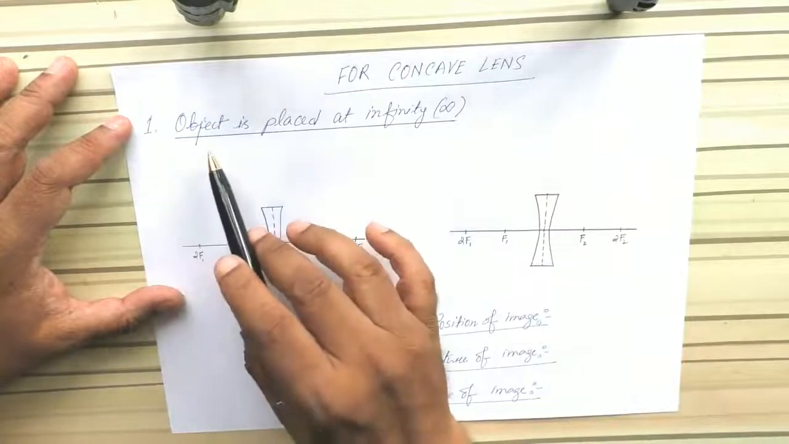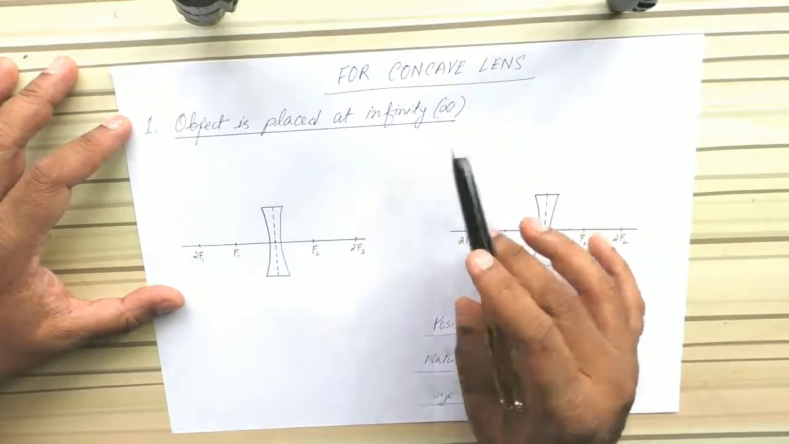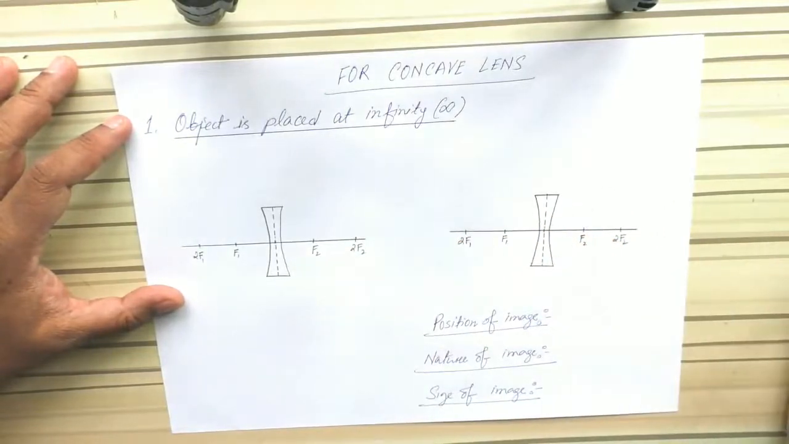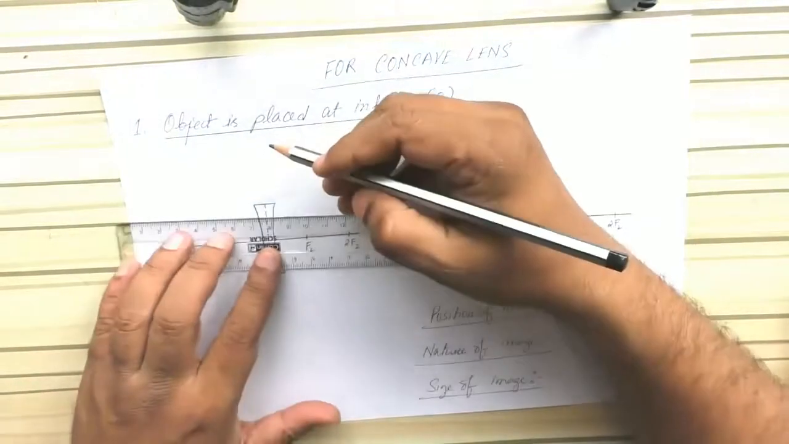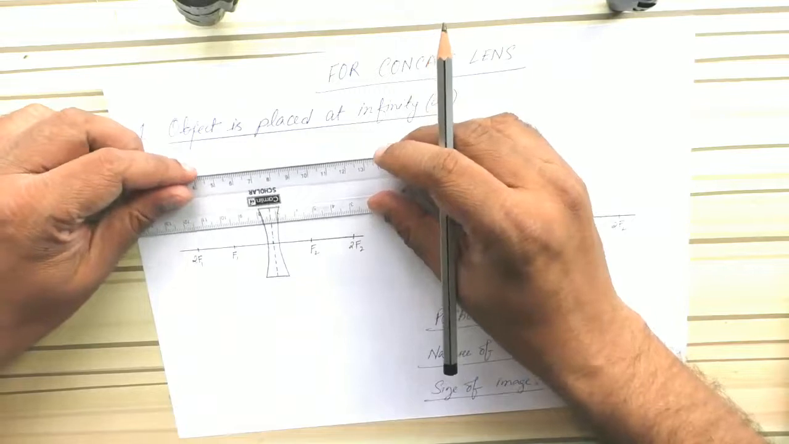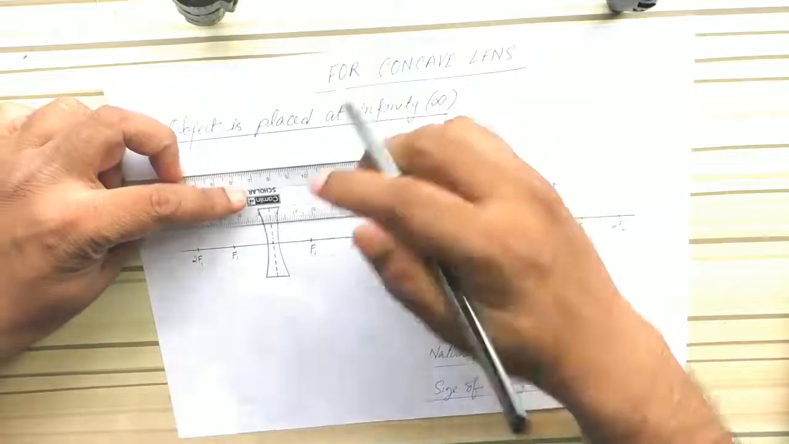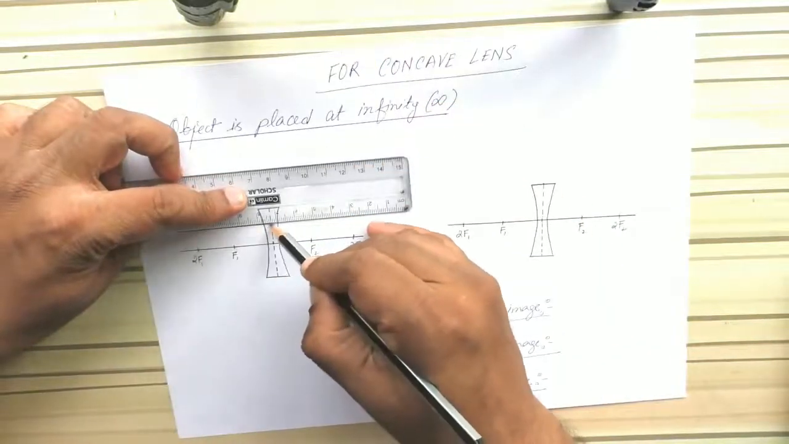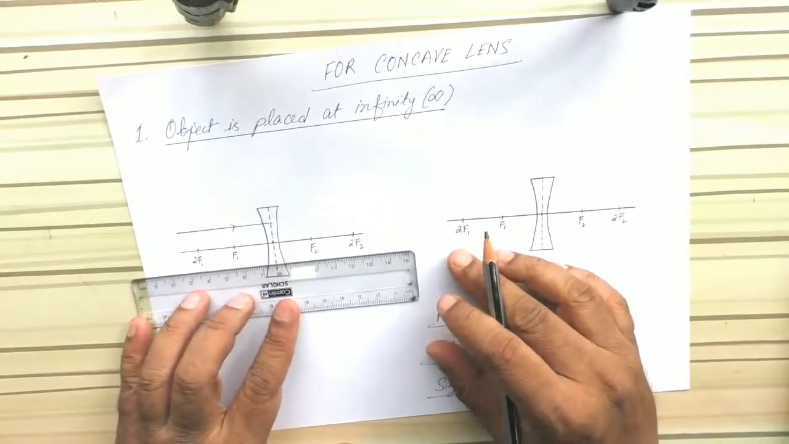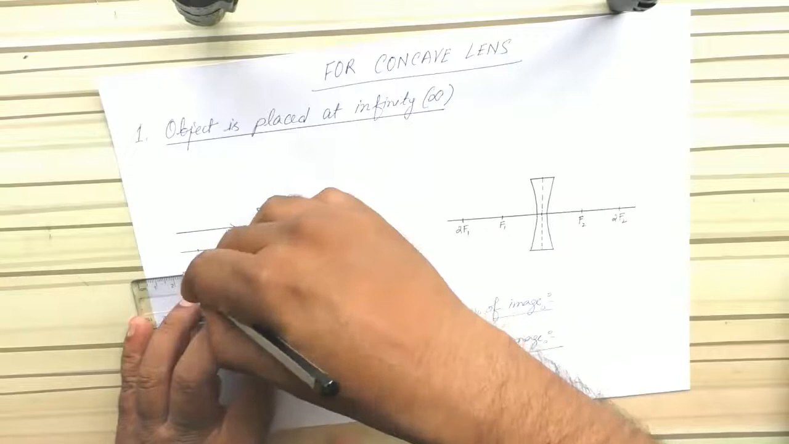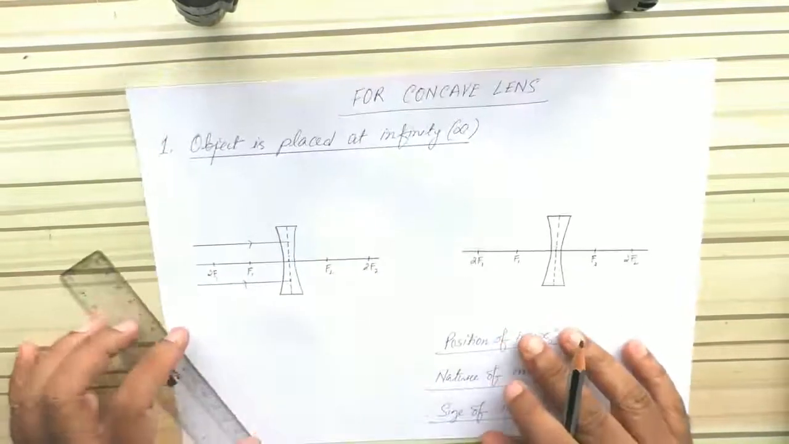And the first point, where object is placed at infinity, that means object is placed at a large distance from the lens. In this case, if object is placed at a large distance, we can consider the incident light ray is parallel to the principal axis. In the first case, we are considering that the incident light rays are parallel to the principal axis. You know that for the formation of image, minimum 2 rays are required. 2 rules you can follow, or same rules can be repeated.